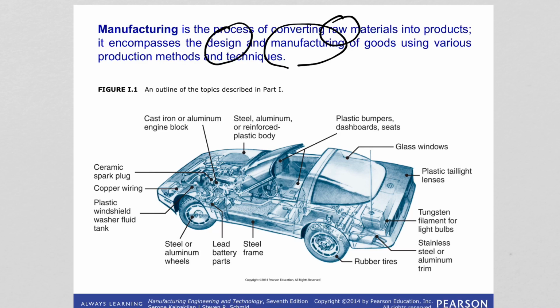In this figure you can see, for example, some parts that make up the car. The engine block here is made of cast iron or aluminum. The body of the car, for example, is made from steel, aluminum, or a composite. So you see different parts of the car are made of different materials, okay, that are assembled together to make up the overall product.